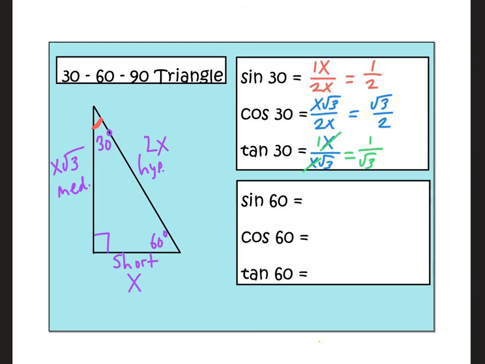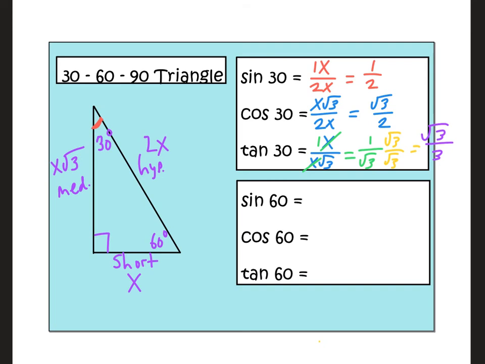And, of course, we do need to rationalize that. Let's times top and bottom by root 3. And we're going to get our final answer of the square root of 3 over 3. Okay, so that's the tangent of 30.